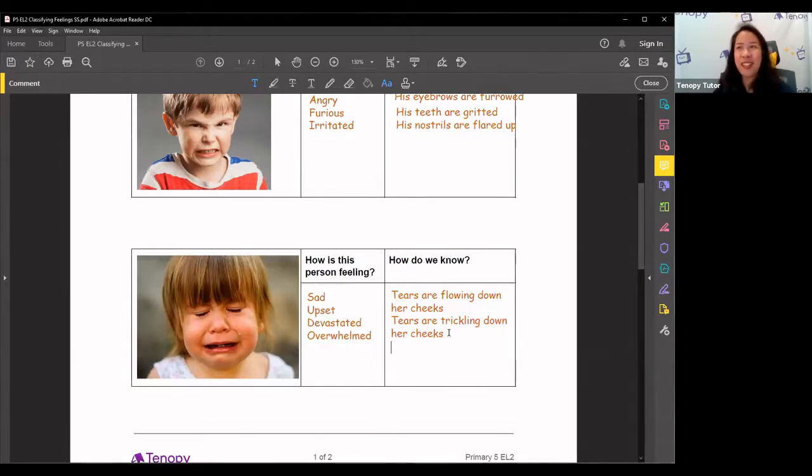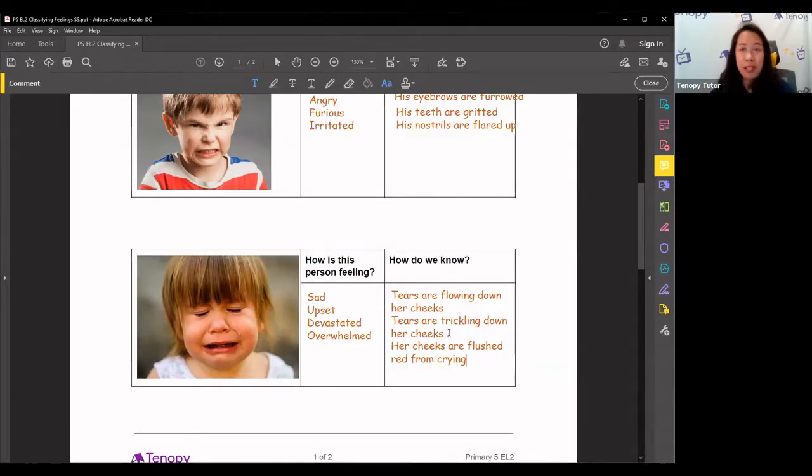Red, very good. Exactly, you got it. So sometimes when we cry really hard, our cheeks are flushed. We can say that her cheeks are flushed red from crying. Flushed red from crying. It means you cry so hard until your face turns red. Flushed hot red. Very good.